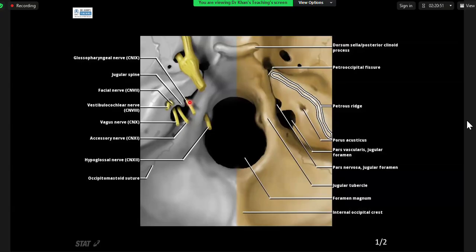This is known as pars nervosa, where the ninth nerve passes, and then the 11th and the 10th nerve, they pass through it, and the jugular vein is also passing through it. Here, the seventh nerve and the vestibulocochlear nerve, these two are passing. This is the internal auditory meatus.